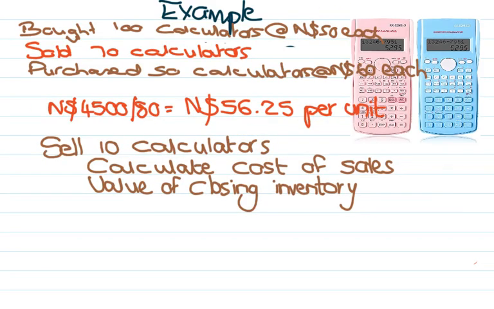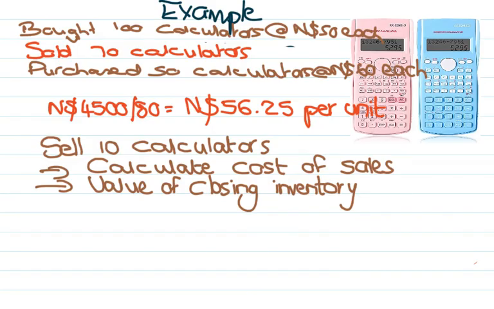So now I go a bit further, and you will remember now my value per unit is 56.25 because I've spent in total 4,500 Namibian dollars for 80 units. So then per unit 56.25. Now I'm saying that I will sell 10 calculators, and I want you to calculate the cost of sales of the 10 calculators that you will sell. So the cost of sales of 10 calculators, and then also the value of your closing stock.